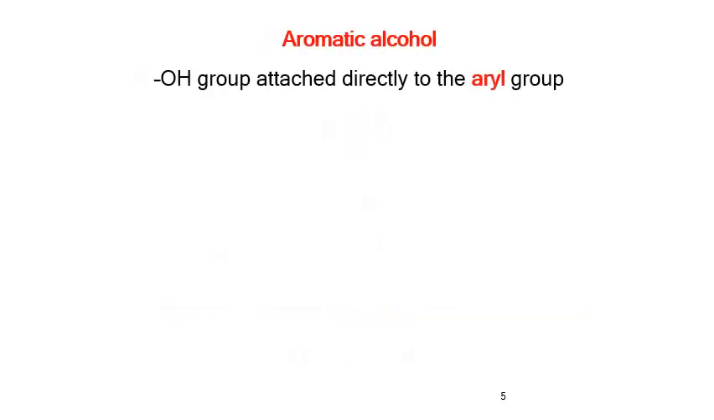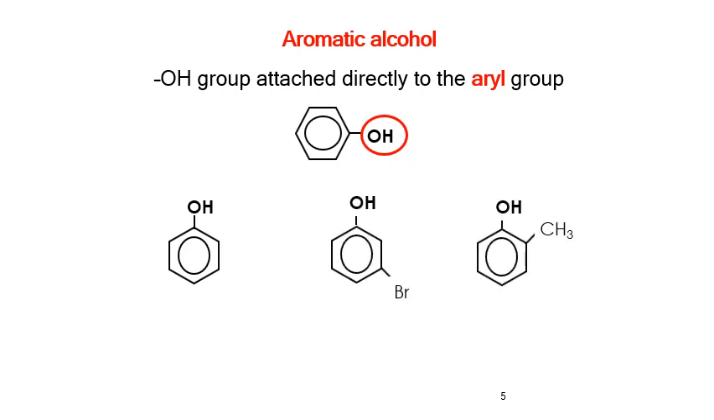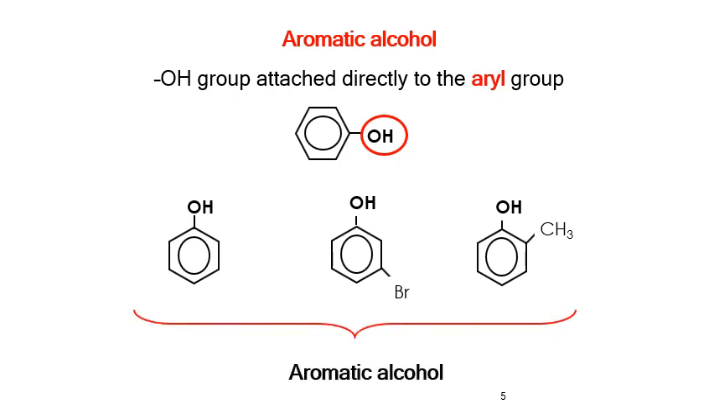Aromatic alcohol: the OH group is attached directly to the aryl group. Look at the structure there. The OH is directly bonded to the aryl. Phenol, 3-bromophenol, and 2-methylphenol are examples of aromatic alcohol.